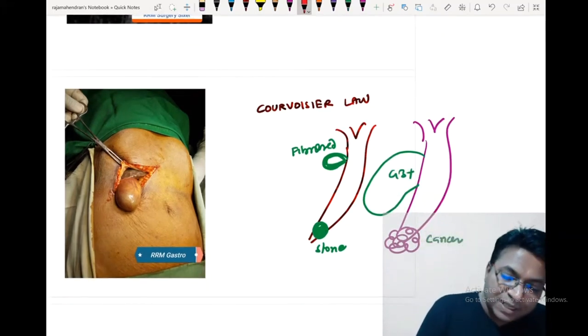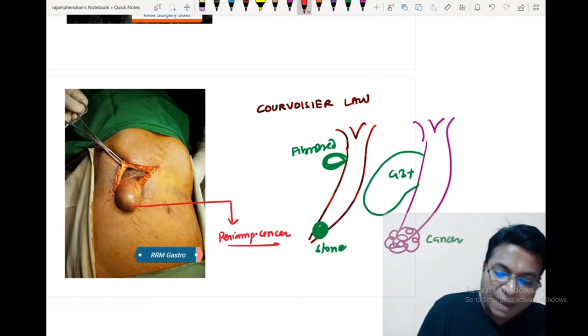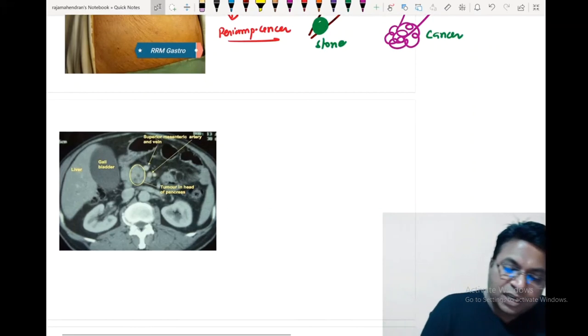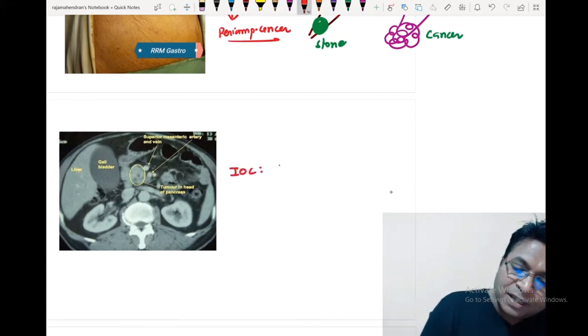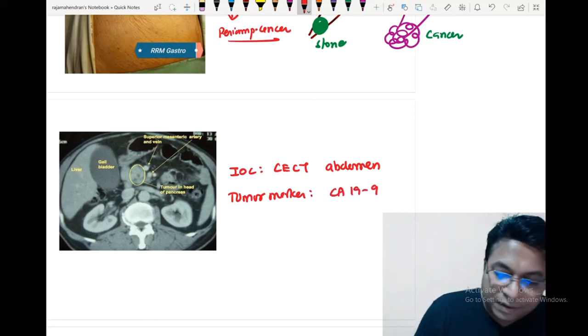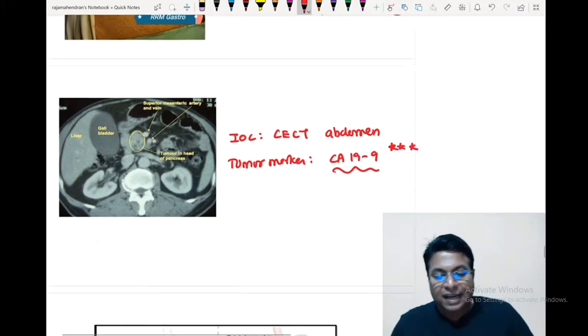From this picture, you can see the gallbladder is enlarged. So it is a periampullary cancer. This is one of the patients with the cancer in the periampulla. That is the reason the gallbladder is enlarged. So don't get confused with the Courvoisier law. The investigation of choice for cancer pancreas is CECT abdomen. And what is the tumor marker for cancer pancreas? This is an expected MCQ. The tumor marker for cancer pancreas is CA19-9.